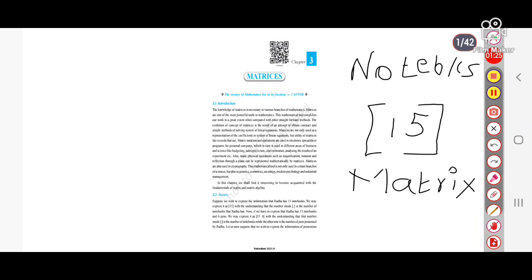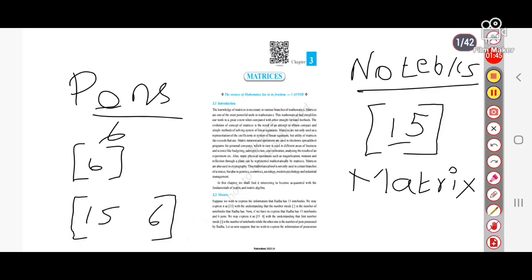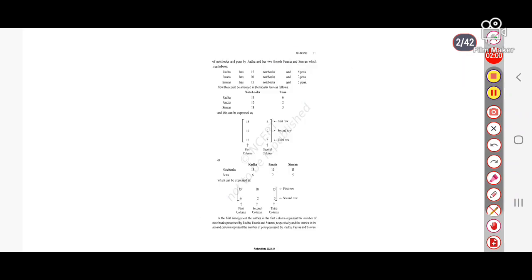Now Radha is having 15 notebooks and 6 pens. If it were only 6 pens, they would represent it like this. Now they are telling she is having both 15 notebooks and 6 pens, so they are representing it as 15, 6. This is the general representation of the matrix that we will see in the upcoming sessions discussed in the textbook.